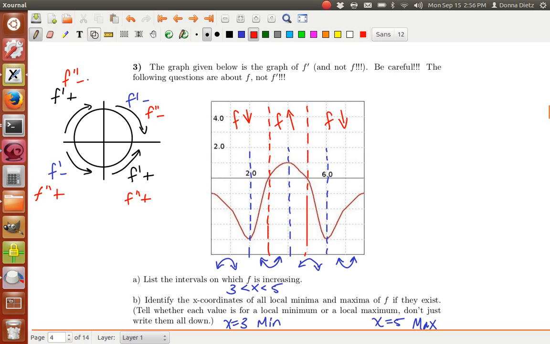F double prime is positive if you're holding water like this, and it's negative if you're spilling water like over here. This cup is upside down or upside right. And increasing and decreasing people don't have trouble with. So there's the 4 templates.